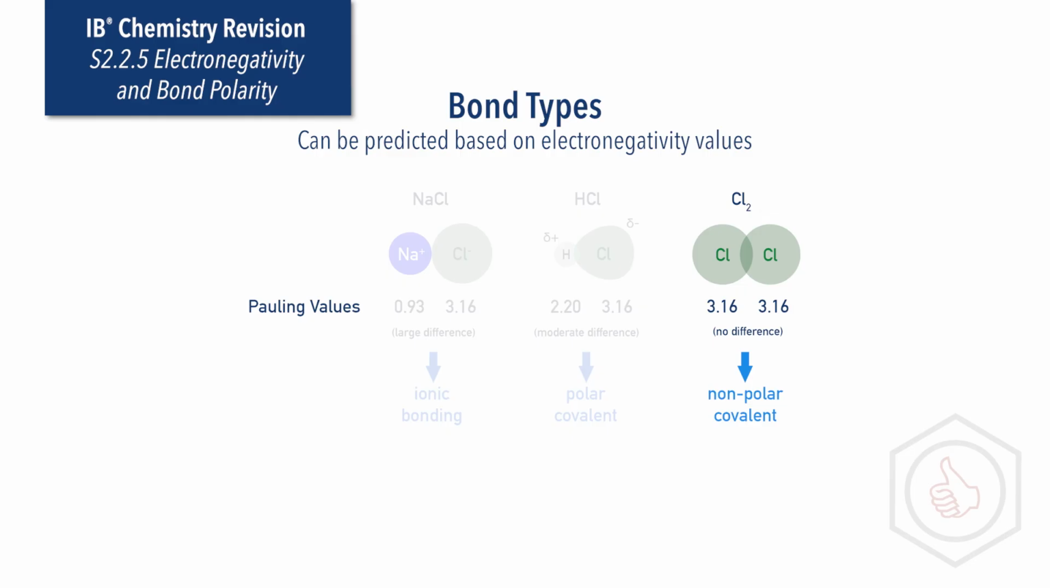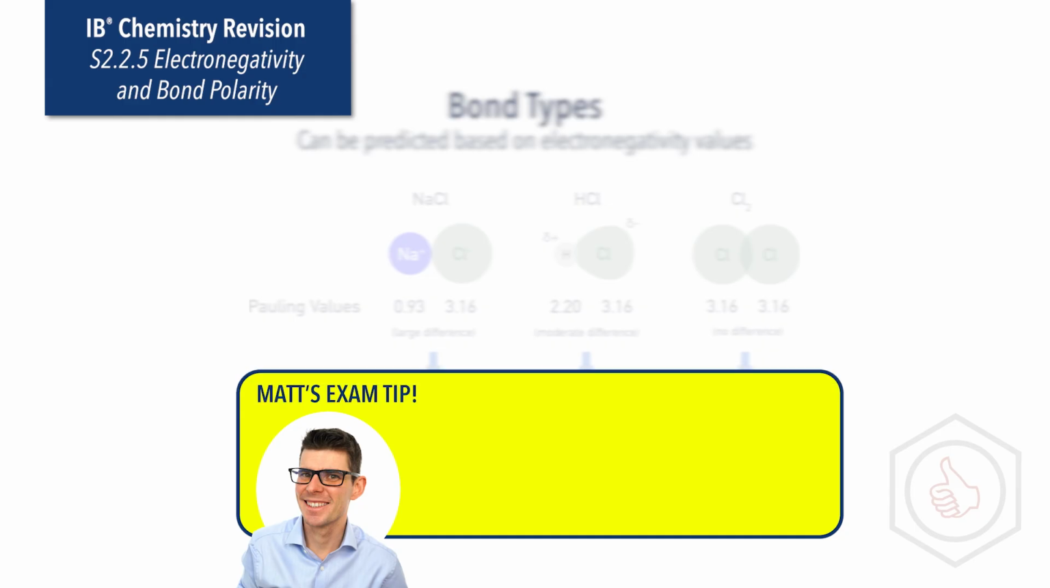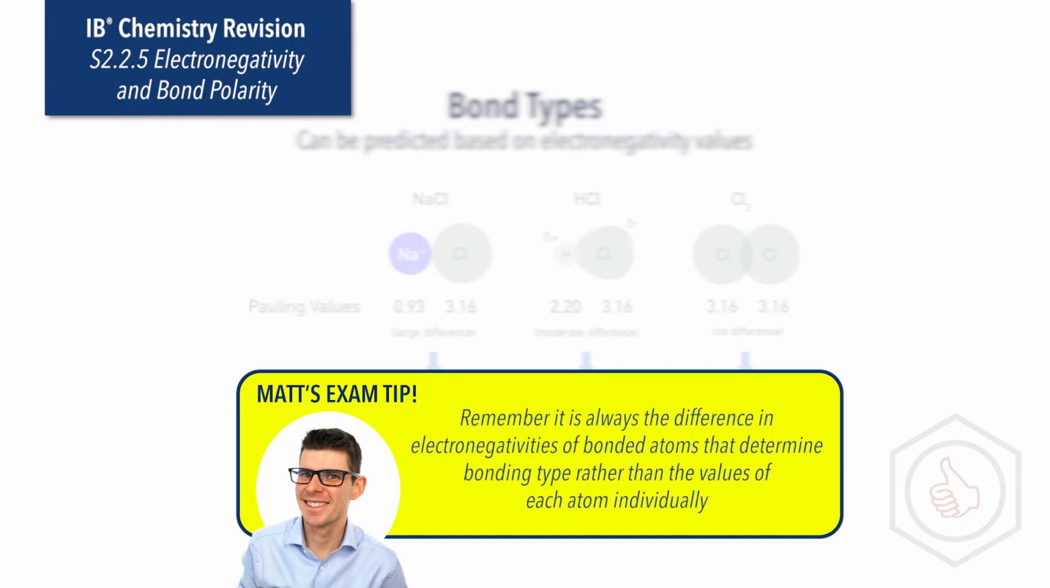Exam tip here: always remember it is the difference in electronegativity between two bonding atoms that matters. It is never the individual electronegativities themselves. You can have two atoms of very high electronegativities bonded together, but the bond is still nonpolar because the difference in electronegativity between them is very small.